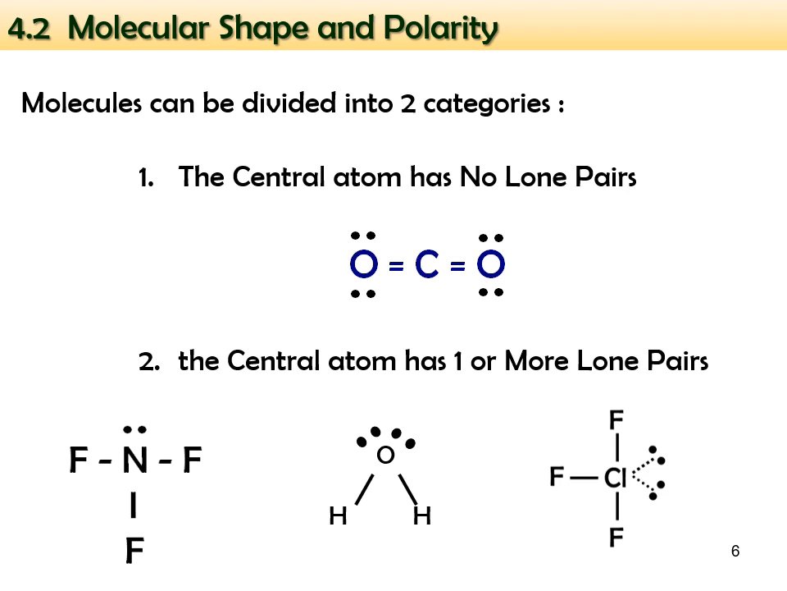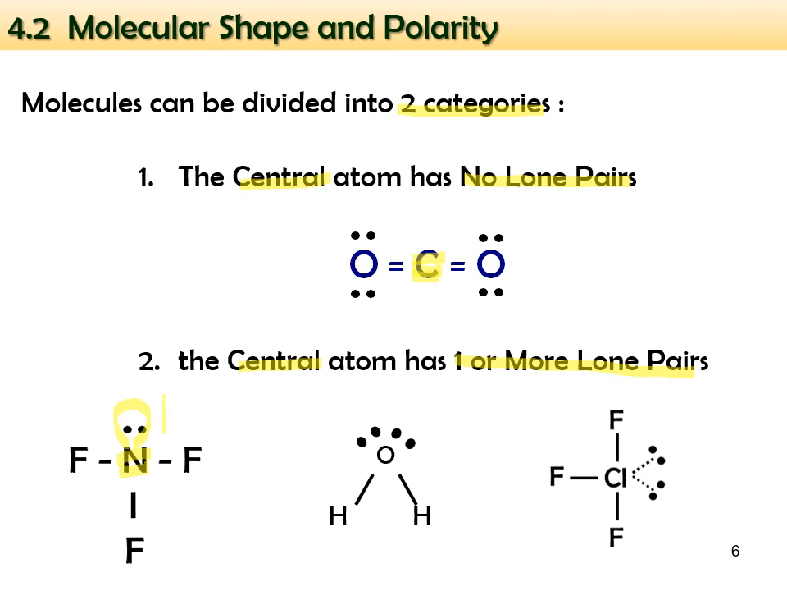Okay, molecules can be divided into two categories. What are the categories? The first one is the central atom without lone pair. So in this case, the central atom is carbon. Is there any lone pair here? No. And then the next category is central atom which has lone pair, either one or more lone pairs. So first, look at the central atom. Nitrogen. There is one lone pair here.